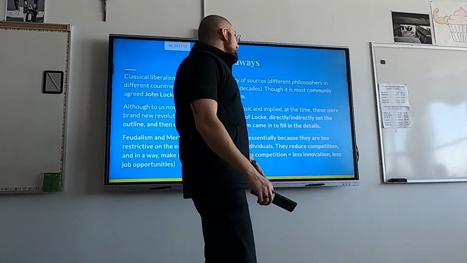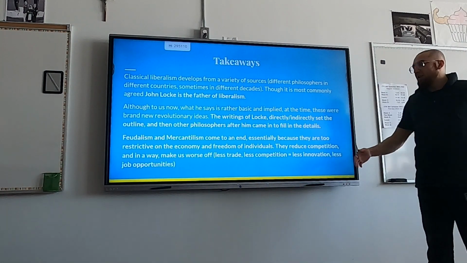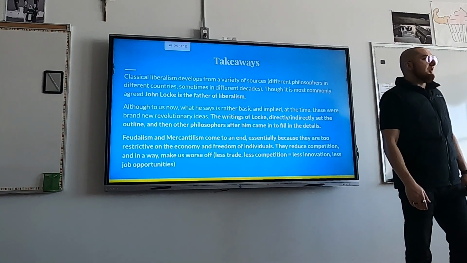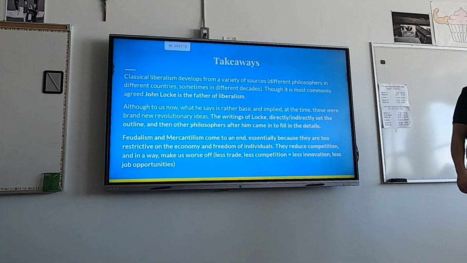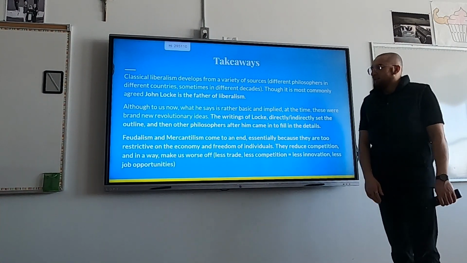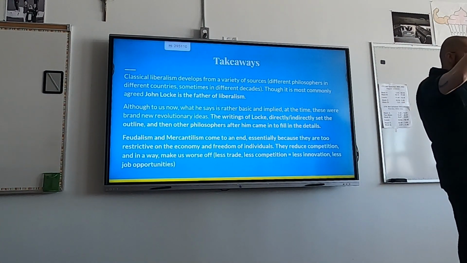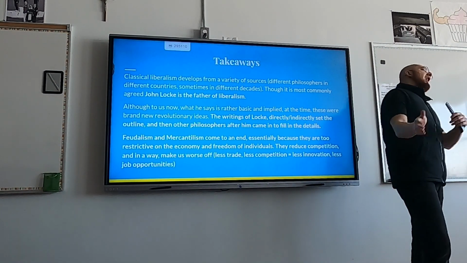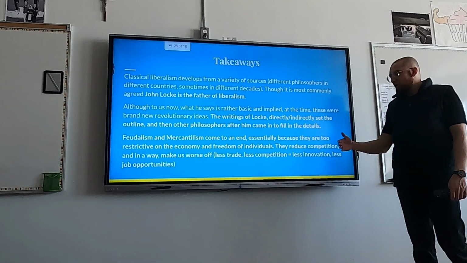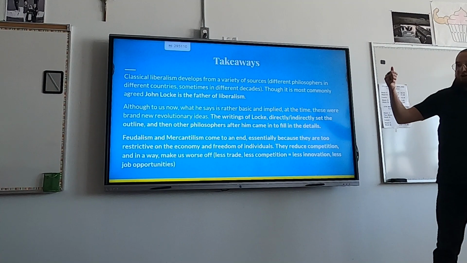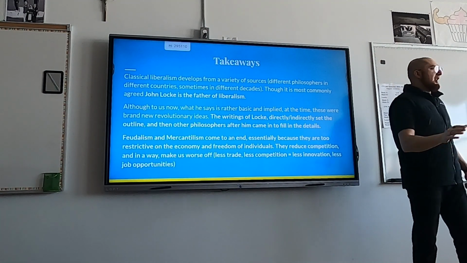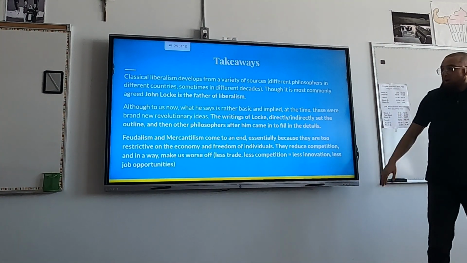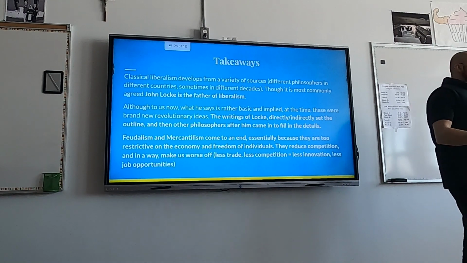The writings of Locke directly and indirectly set the outline, and then other philosophers after him came in to fill in the details. Unfortunately, I don't remember yesterday's lesson, so I can't give you all the details on John Locke. You have feudalism as the social structure, and you have mercantilism as the economic delivery system prior to liberalism, which is essentially coming to an end because they're too restrictive on the economy. In mercantilism, you're not allowed to just buy and sell with whoever you want. You're not allowed to compete freely. And with feudalism, there's just not enough freedom of the individual.